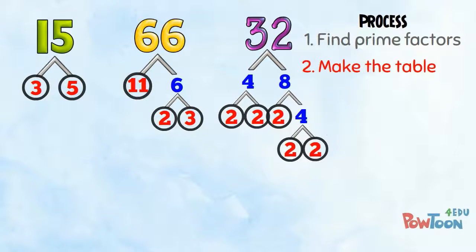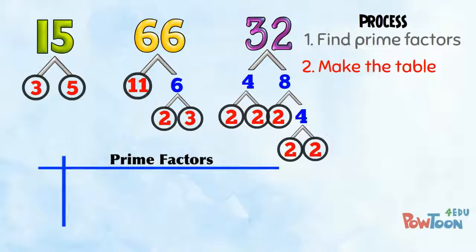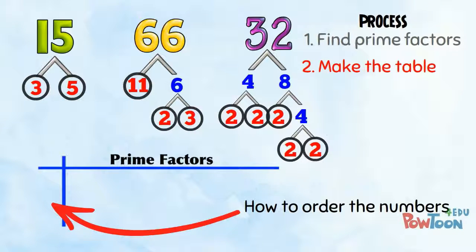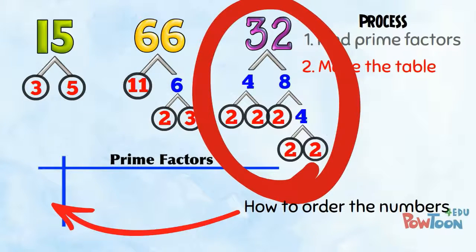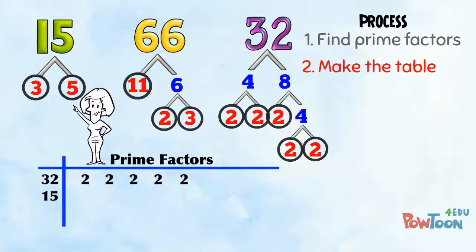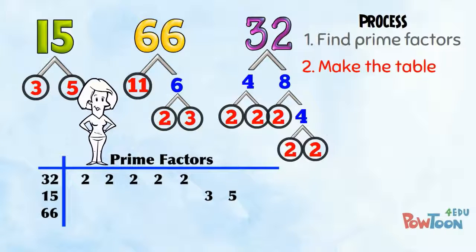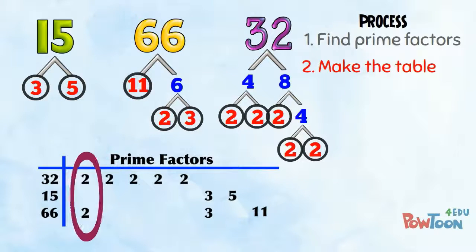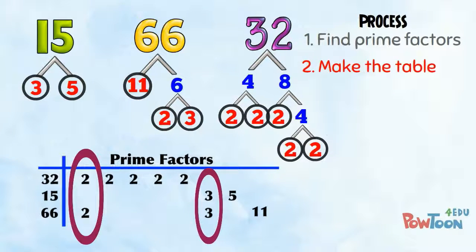Now set out a prime factors table and put the like factors in vertical columns. Leave a space where there's no match. When I set out this table, I have to order the numbers somehow. So I pick the number which has the highest occurrence of the prime factor 2, because it generally ends up looking neater. 32 is 2 to the power 5. It has the prime factor 2 five times. 15 has the prime factors 3 and 5. 66 has the prime factors 2, 3 and 11. Notice how only factors that match are in vertical columns. Everything else is in its own column.